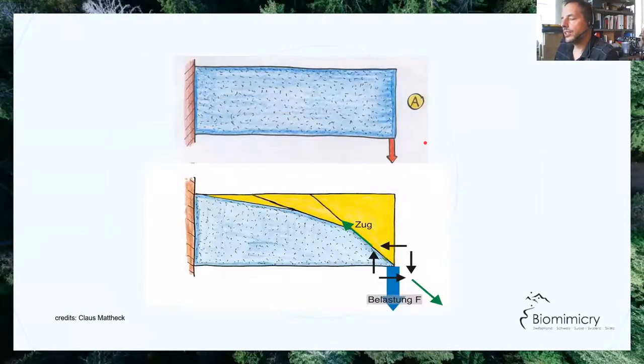Then you can use basically the same method. You have this 45 degree triangle, and then the triangle number two and number three. You can just take away all this material here, and you have the same strength as before, but you're maybe about 30% lighter already. So this is also an easy way to reduce weight. Then you can go one step further and take away material from the inside.